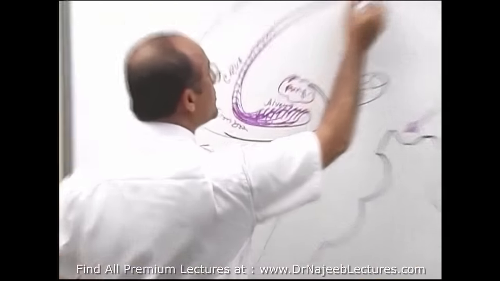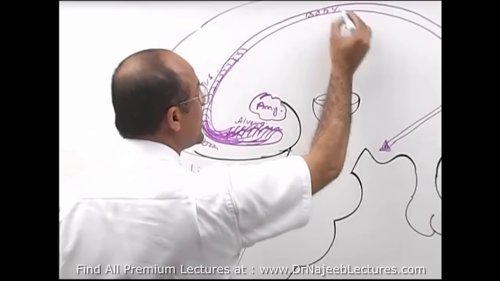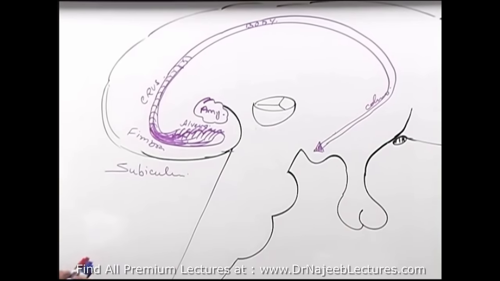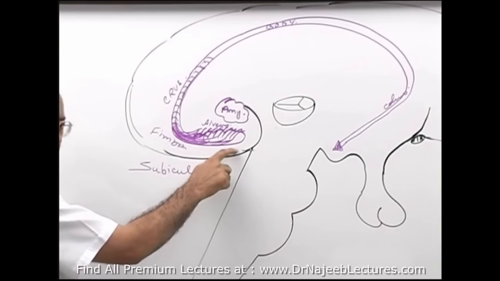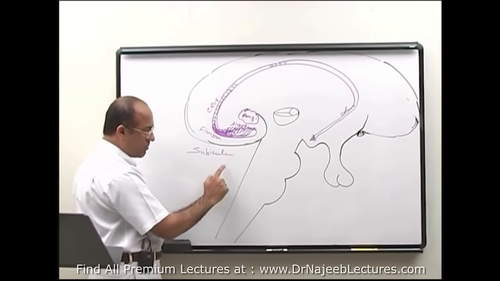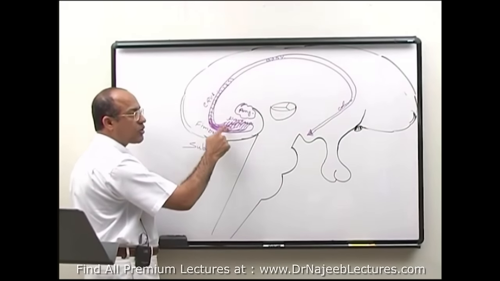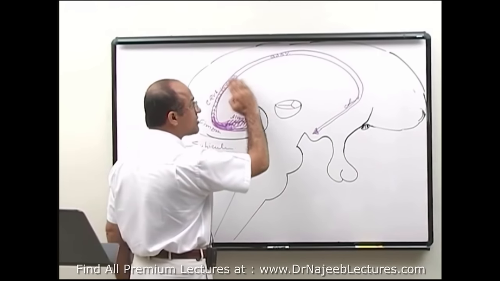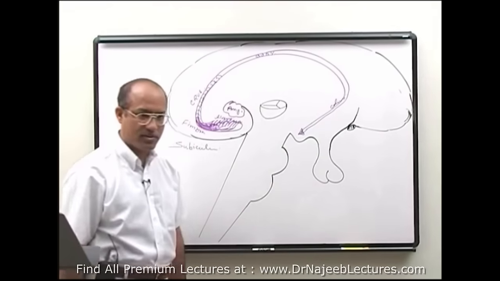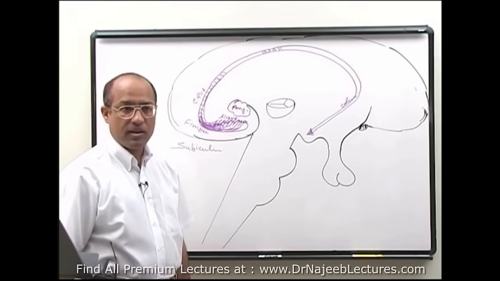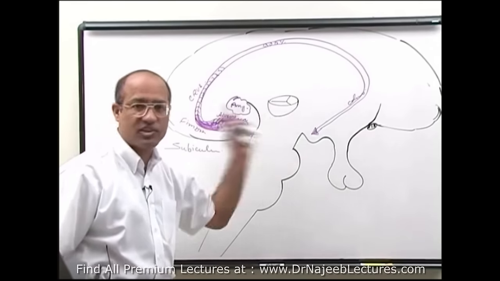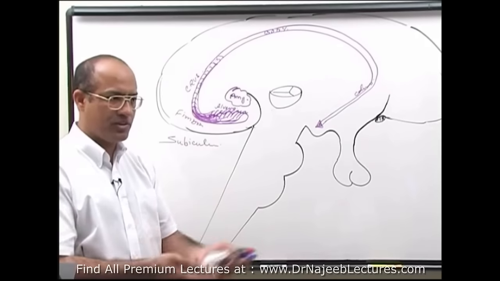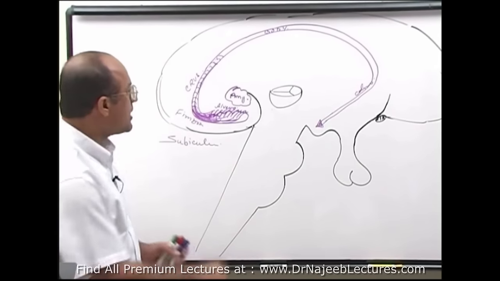And then this part of the fornix is called body. And this part of the fornix is called columns. Right? So this is hippocampal formation, especially from subiculum. A lot of white fibers make the fornical system, which consists of alveus, fimbriae, crus, body and columns. This is a very important pathway. If there's bilateral damage to these fornical connections, the patient will develop amnesia. Recent memory pathway is disturbed. Clear?